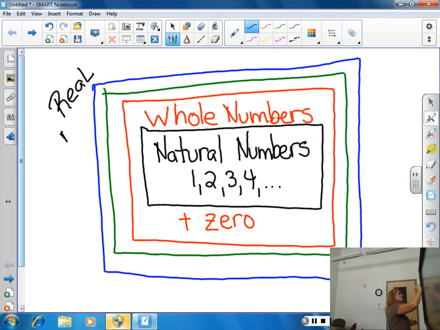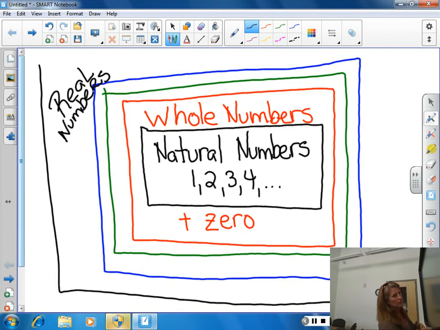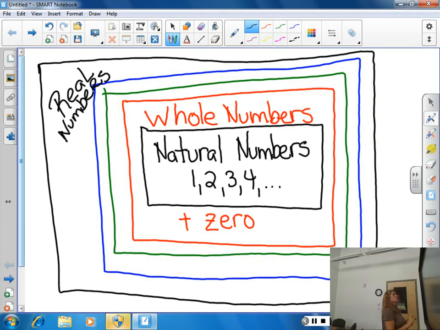Real numbers are everything that we mostly deal with. There's a whole bunch of different types of numbers out there. But if you put them all into one big set, you can fit most of them into the real numbers.